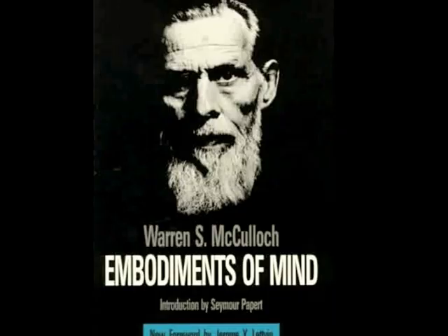A few years later, in 1879, Gottlob Frege proposed a system of automated reasoning and laid the foundations of modern logic and mathematics. 60 years later, McCulloch and Walter Pitts published a logical calculus of the ideas immanent in nervous activity, laying the foundations for artificial neural networks.